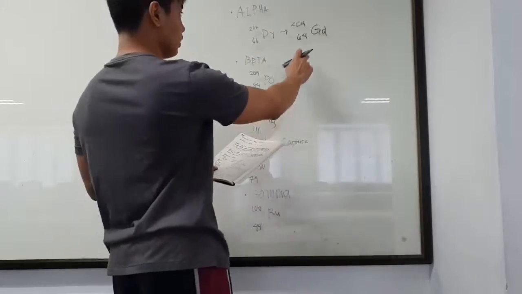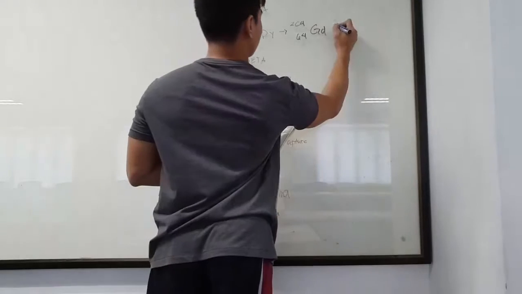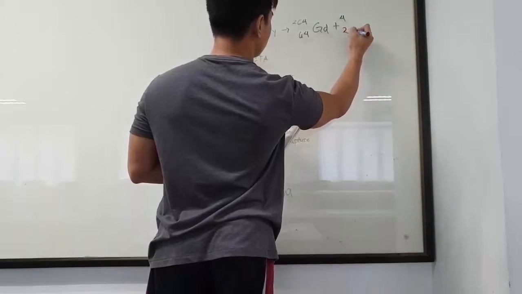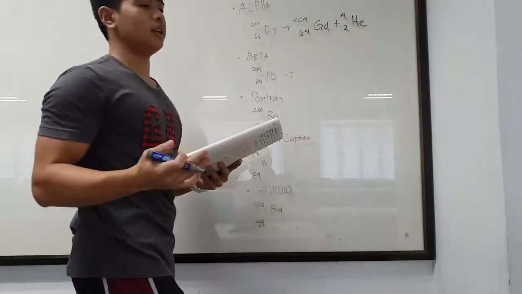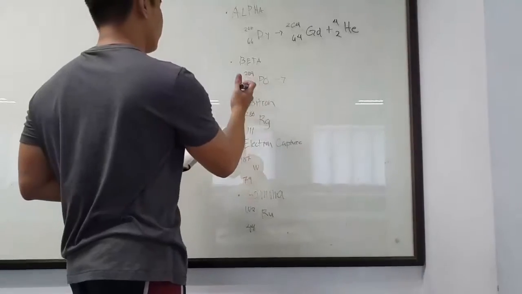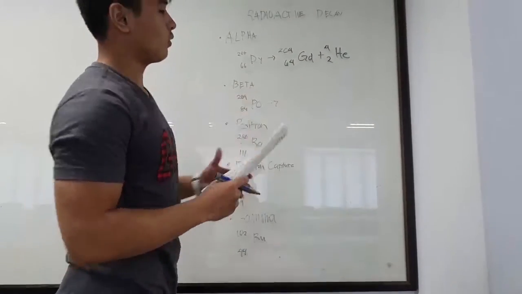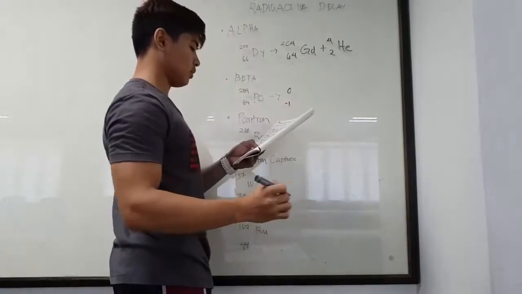For it to be balanced with the reactant, we must add helium to the product. The helium has a 4 atomic weight and 2 atomic number. And that's it. It is balanced. And now we must go to the beta. For the beta, we add a 0 for the atomic weight and -1 for the atomic number.